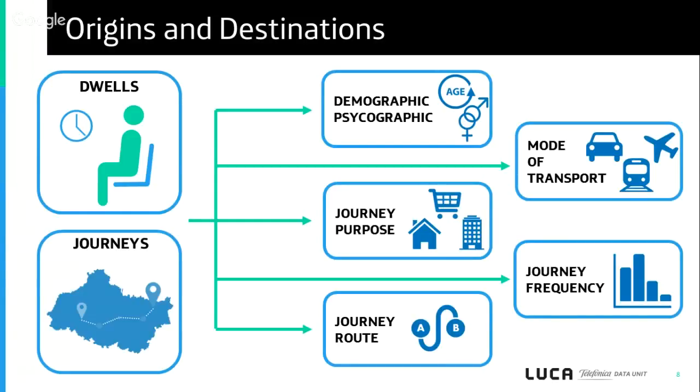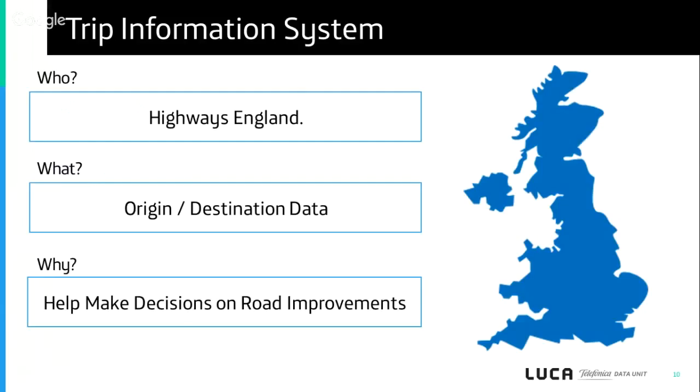Now I'm going to step back a little bit and try to put it into more of a context and how something like this is actually used in practice. I mentioned before that I was going to talk about a more general solution before Oscar talks about a more bespoke, detailed solution. The project I'm going to walk through is the trip information system. We developed this project for Highways England. Highways England, in the UK, is the government company charged with operating and maintaining England's motorways and A roads.